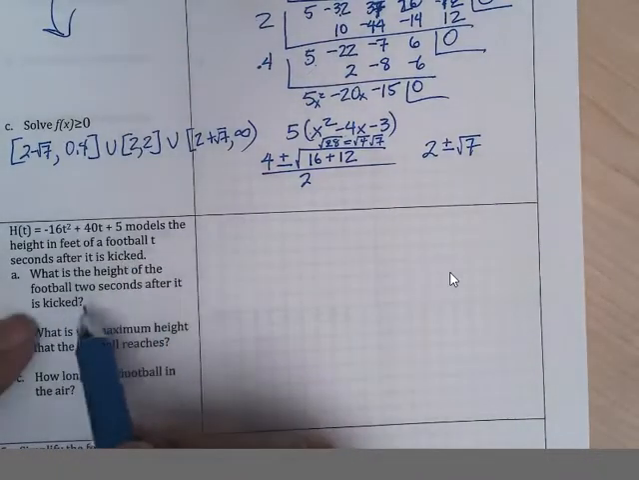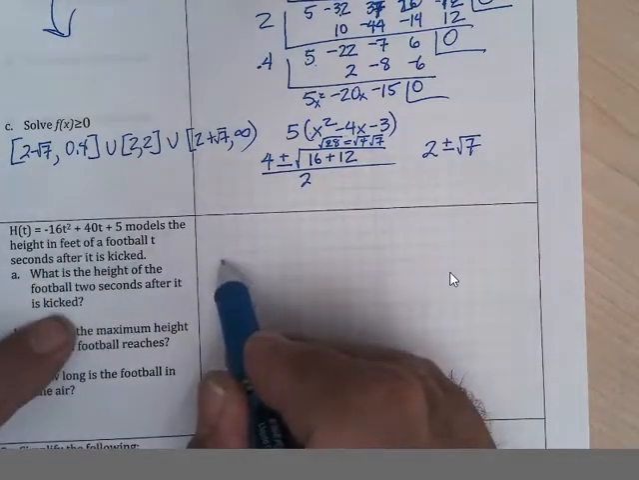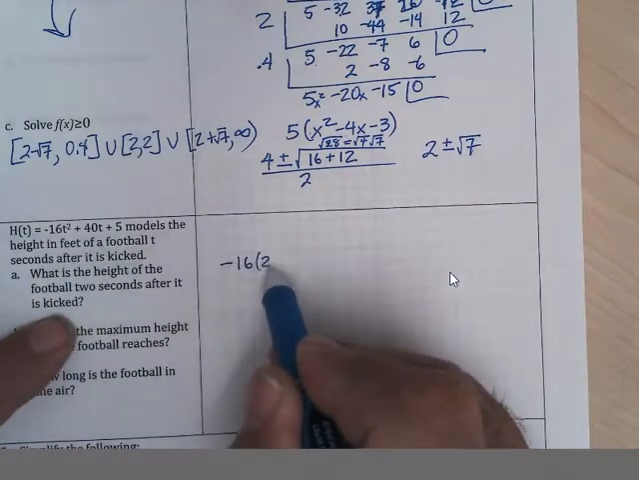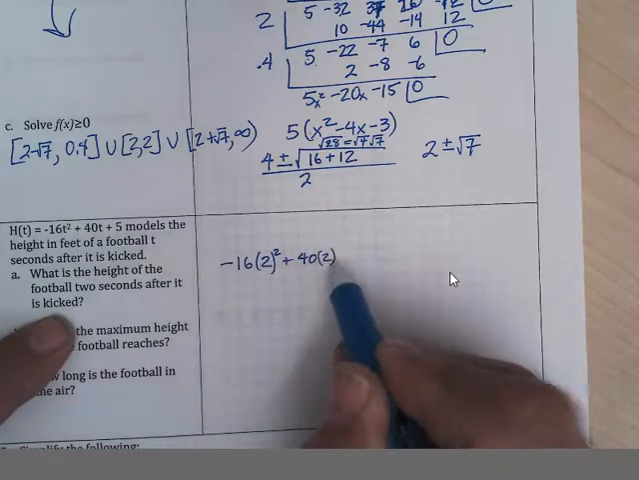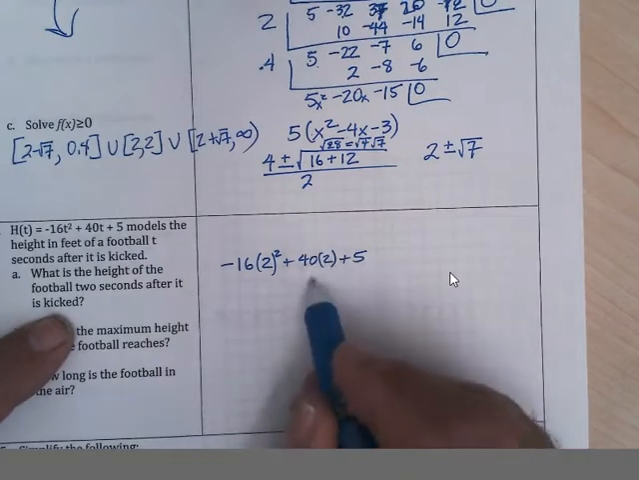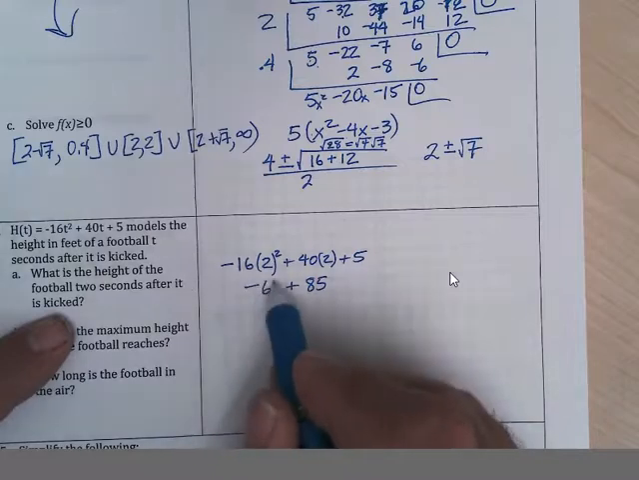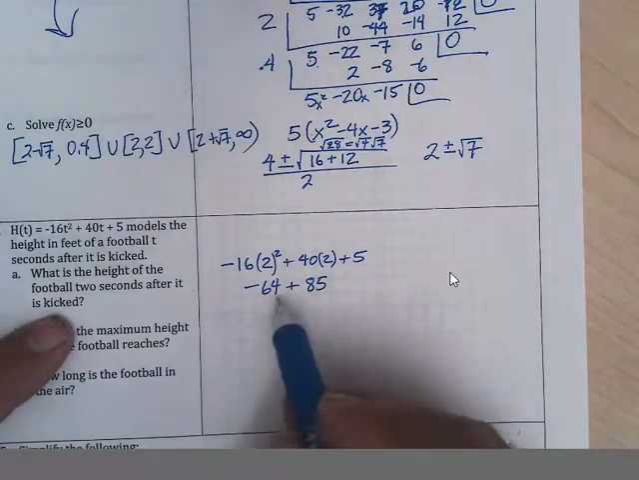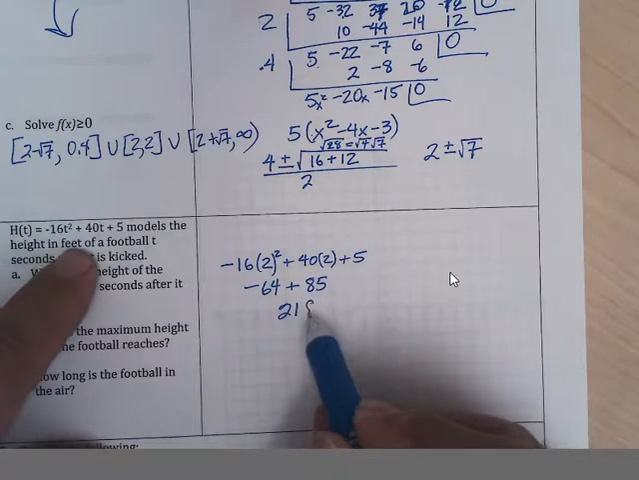Models the height after it's kicked. What's the height of the football after 2 seconds? We just plug 2 in here, so we have negative 16 times 2 squared plus 40 times 2 plus 5. So 85 plus 4 times 16 is negative 64. And so that subtracts to be 21. And this is in height in feet.